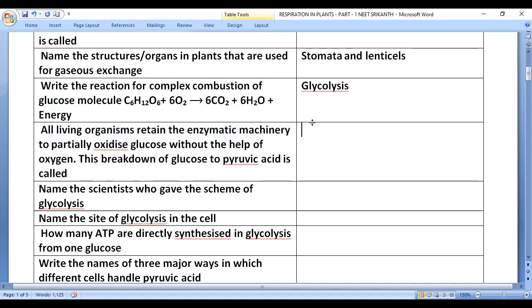All living organisms retain the enzymatic machinery to partially oxidize glucose without the help of oxygen. This breakdown of glucose to pyruvic acid is called glycolysis.